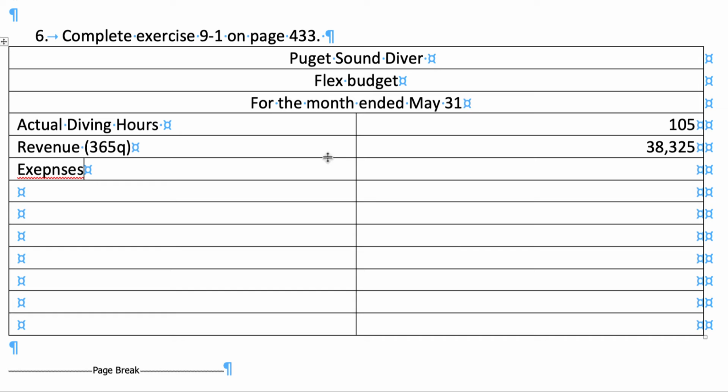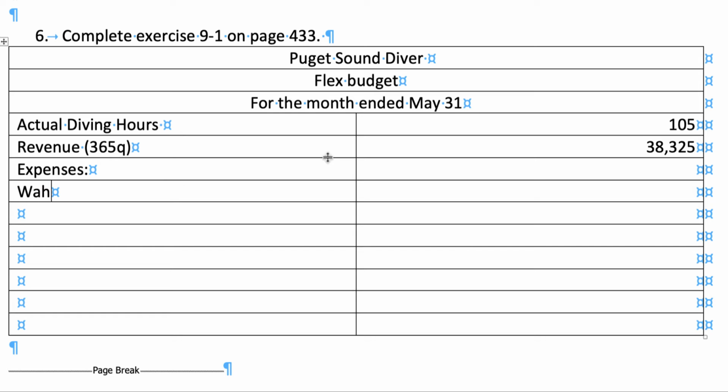Okay? Now we can go ahead and do our expenses, just like a normal income statement. But all we're doing is some analysis, or setting up the flex budget so we can analyze what the costs should be based on 105 diving hours versus what the costs actually were based on 105 diving hours.